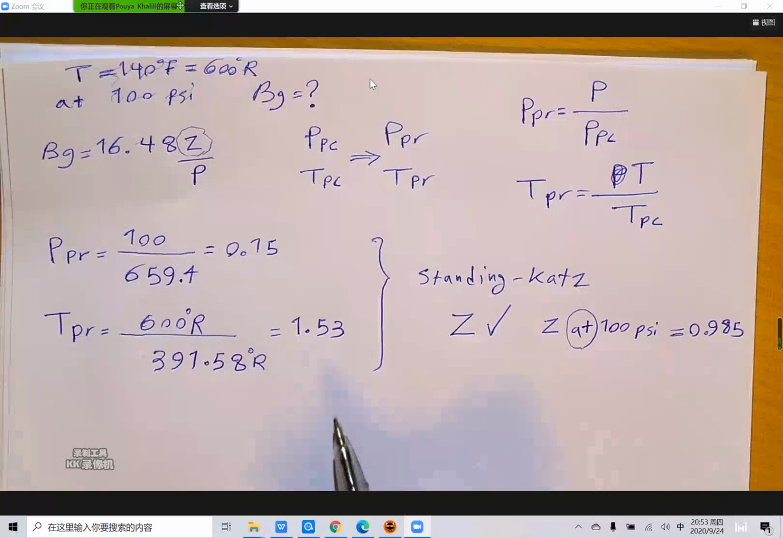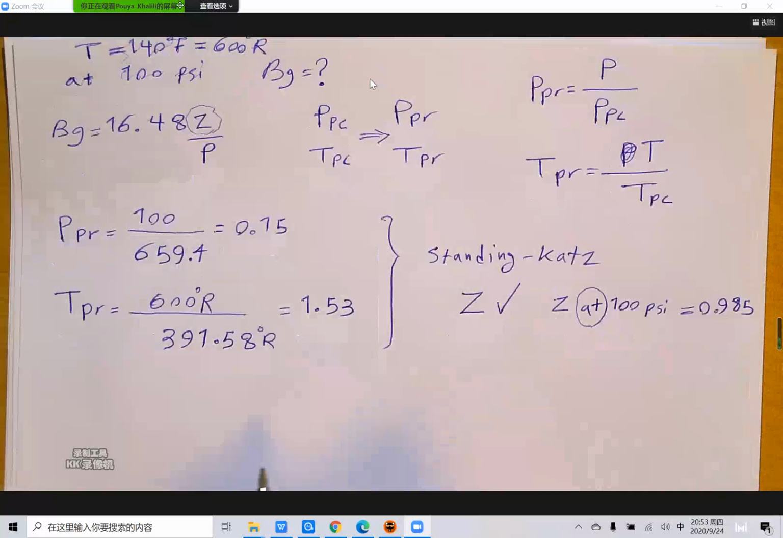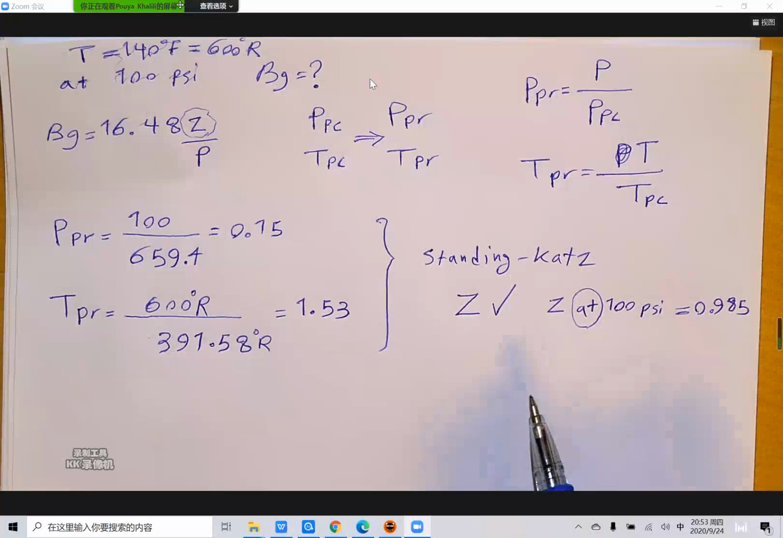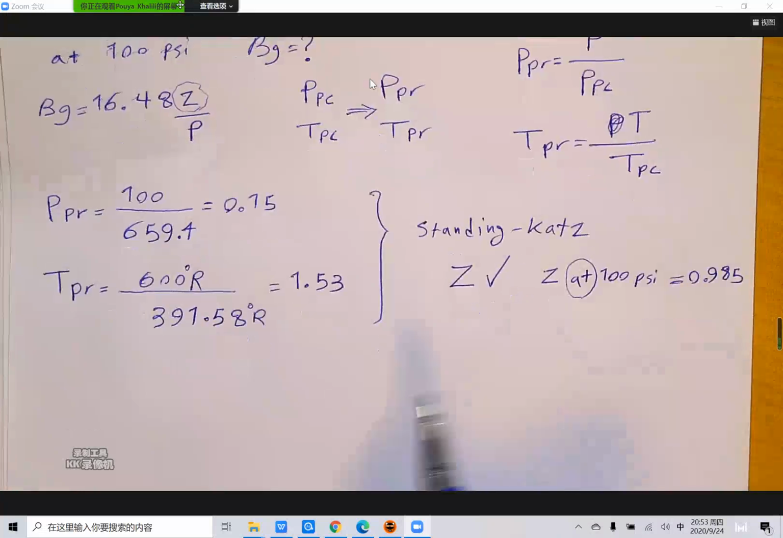So we found the compressibility factor for 100 psi. Then we can go on to other pressure points easily.